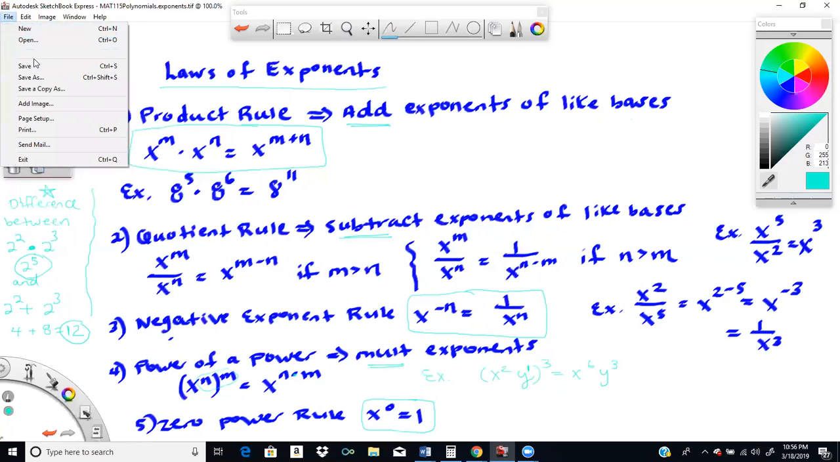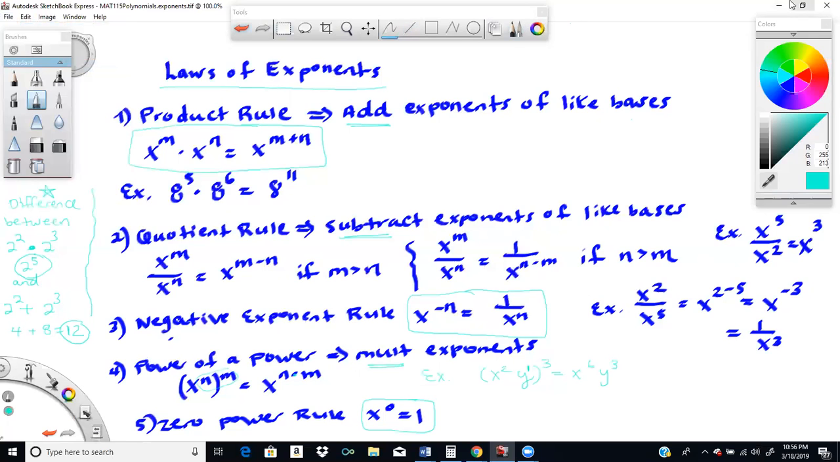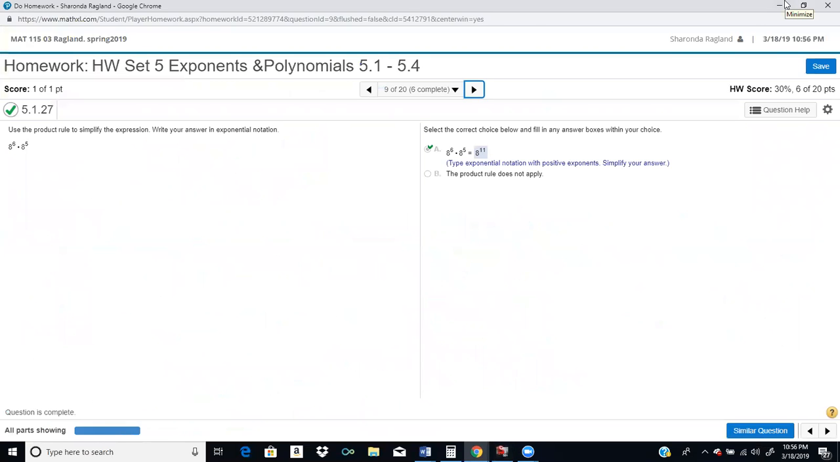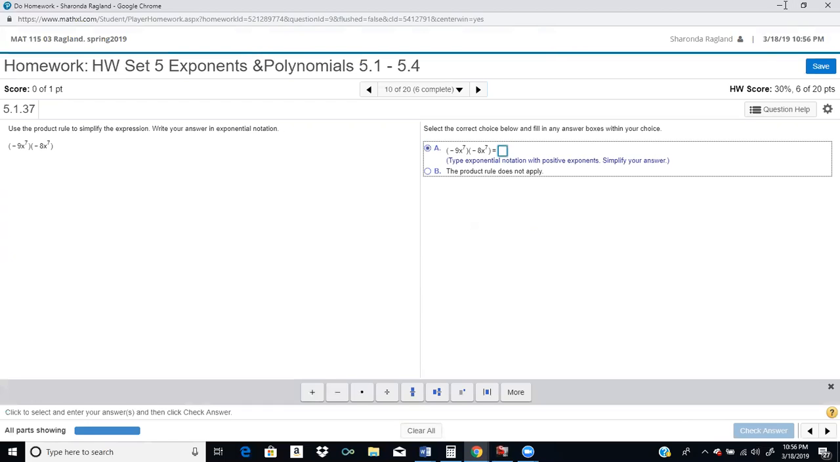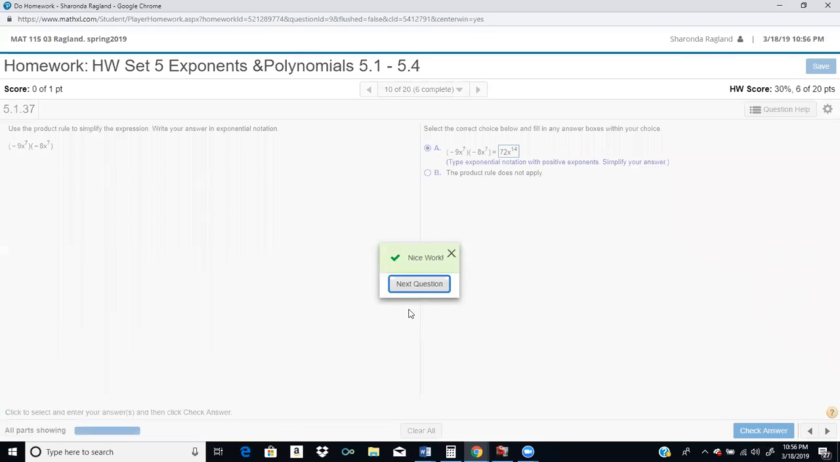All right, so let's look at some examples. All right, so here we had x to the 6 times x to the 5th. We just did that one. You add the exponents, you get x to the 11th. Here, numbers you treat as numbers. So -9 times -8 is 72. And then you have x to the 7th times x to the 7th, which is your 14. So you would have a positive 72, and then x, and then raise that to the 14th. You add the exponents. Good.